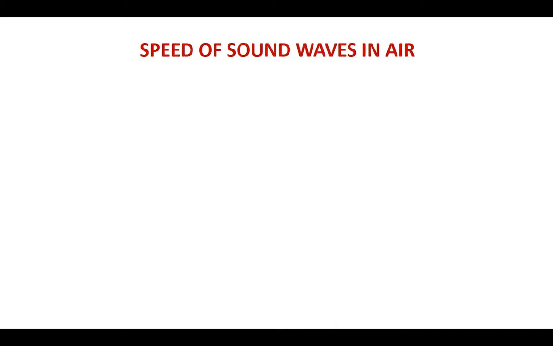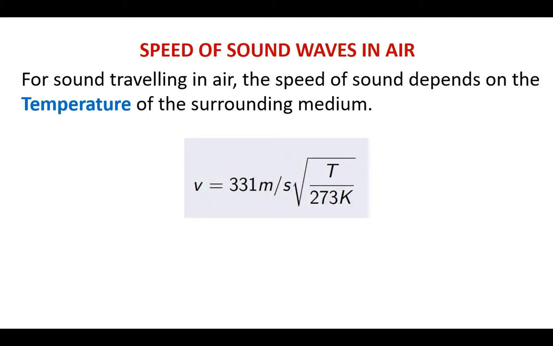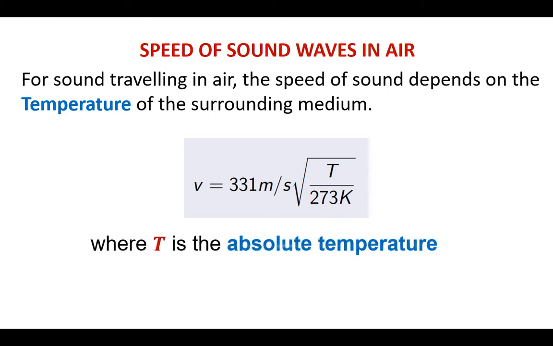Okay, we also have the sound waves in the air. For sound traveling in the air, the speed of sound depends on the temperature of the surrounding medium. So this is the formula which I just wrote there. Of course, this 331 is the velocity, that's why it has meters per second. This is the speed, that's why it has meters per second. So this is the formula that I wrote, which you also have to know, where T is the absolute temperature, meaning it has to be in kelvins.